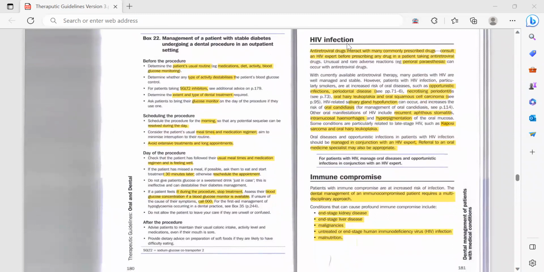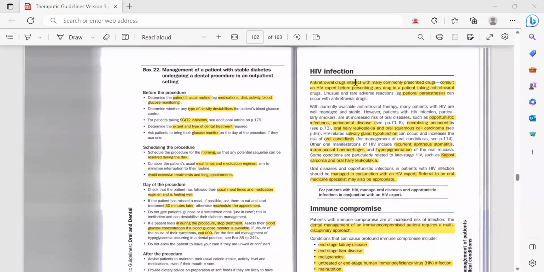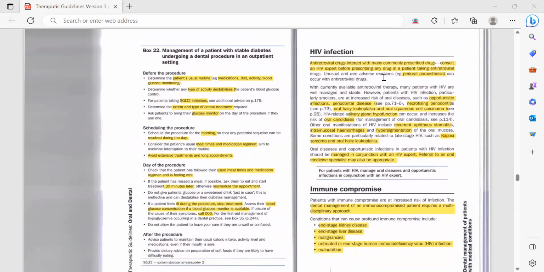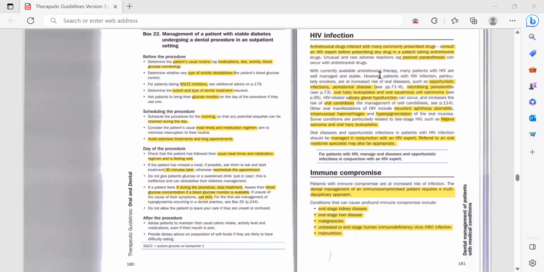Okay, and then HIV infection. Antiretroviral drugs interact with many commonly prescribed drugs. So if the patient has HIV and is taking these antiretroviral drugs, they have many interactions with other drugs. Before prescribing any drug to these patients, you should consult their HIV expert. Unusual and rare adverse reactions, for example perioral paresthesia, can occur with antiretroviral drugs. With currently available antiretroviral therapy, many patients with HIV are well managed and stable.